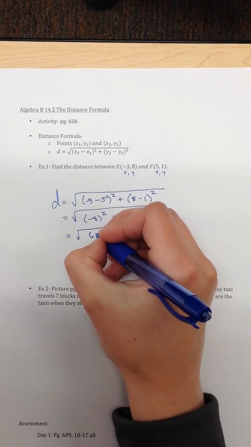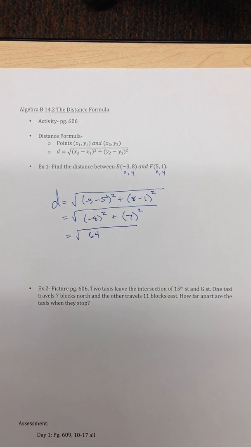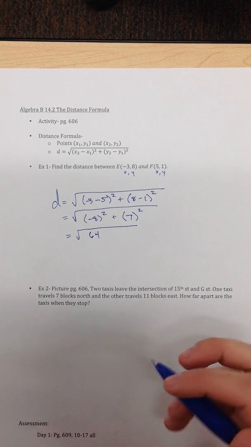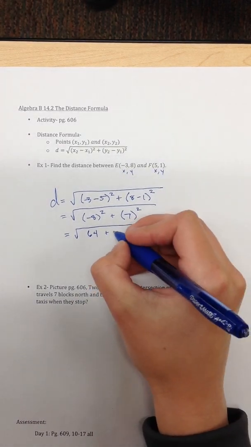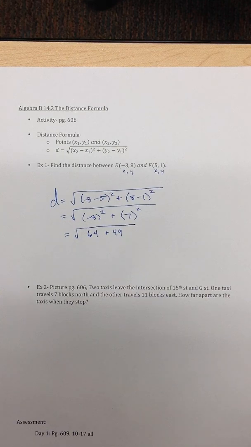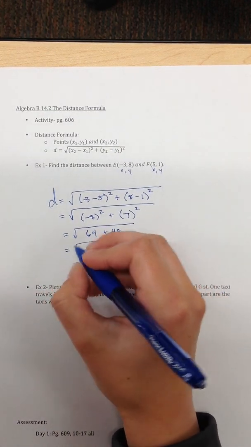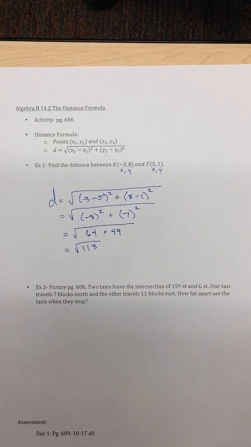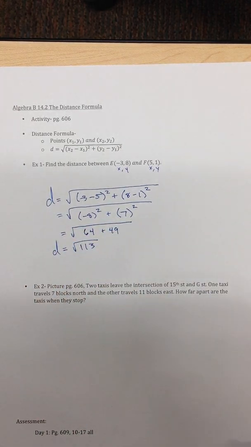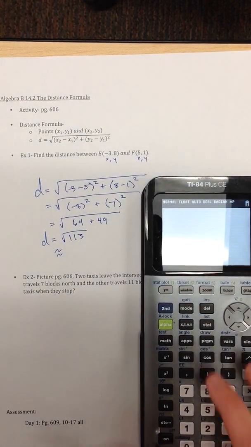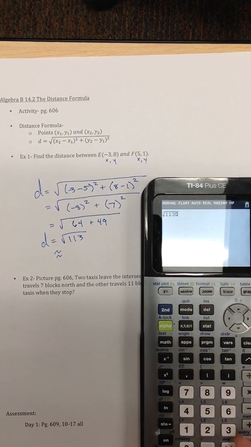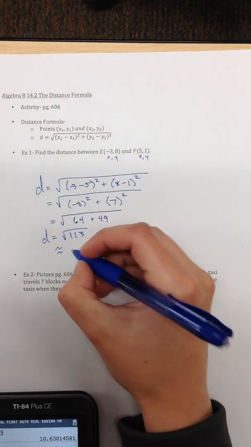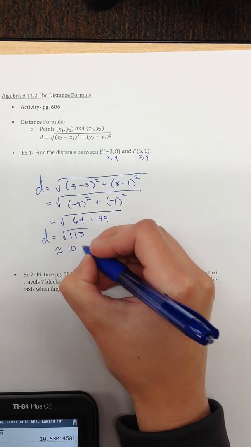-8 squared would be a positive 64, because it would be a -8 times a -8, which ends up being positive. It's positive 64 plus 7 squared, which is 49. If I add those values together, I get the square root of 113. Depending on what they ask, if they ask for an exact answer, you would want to leave it at that. If they ask for an approximate answer, because this doesn't come out nice, you could just do it on your calculator. So second, square root of 113, which is 10.63. So you could also put that it's approximately 10.63 units.